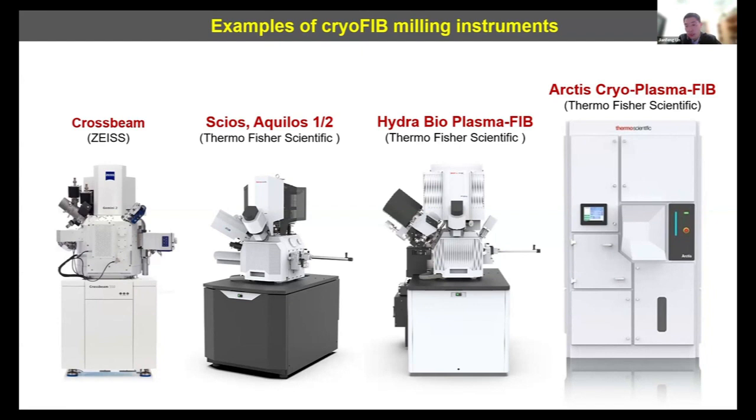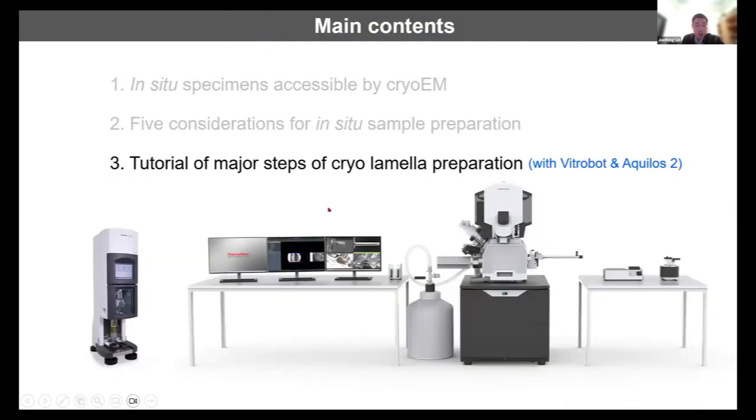It has advantages such as an autoloader, so you don't need to transfer the sample manually like in other instruments. It also has a small chamber and a high quality plasma FIB. However, nowadays I think the Aquilos 2 is still perhaps the most popular and widely used instrument in the cryo-EM field. My experience is limited to cells, with the Aquilos 1 and Aquilos 2. So in the following workflow, I will only introduce a workflow using the Vitrobot and the Aquilos 2.